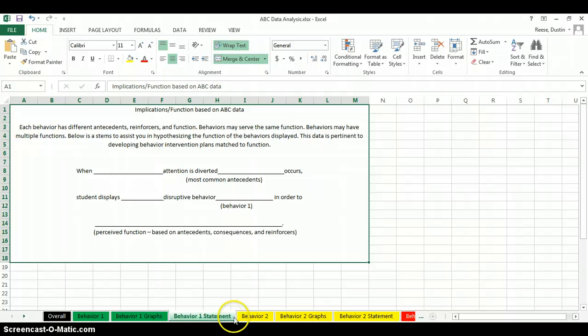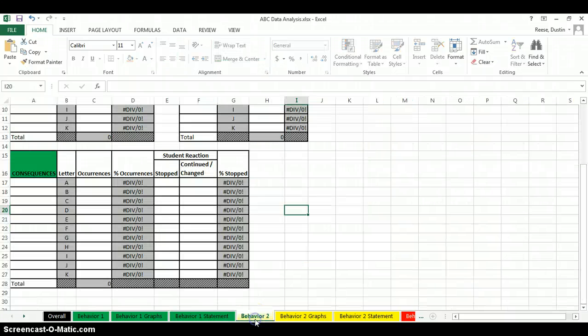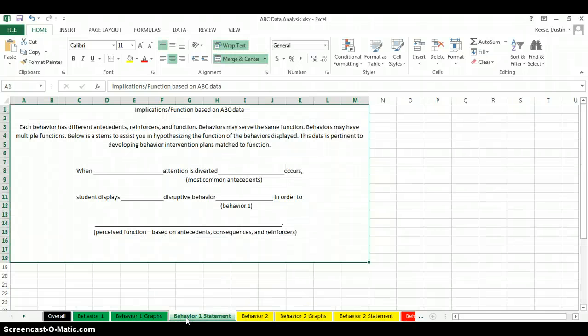So you can use this information, again, in the same way to do behavior 2 and behavior 3 if you have it separated into a bunch of different behaviors. And then this will hopefully guide completing the functional behavior assessment as well as planning for the behavior intervention plan.